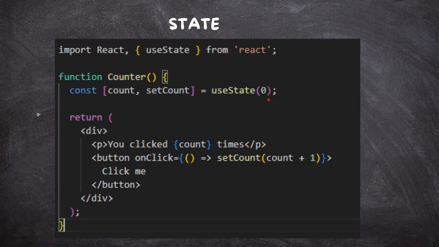Now let's talk about state. Unlike props, state is internal to a component. It's like the component's personal memory, data it can keep track of, and more importantly, update. State is perfect for interactive stuff, like tracking a counter, toggling a menu, or handling form inputs.